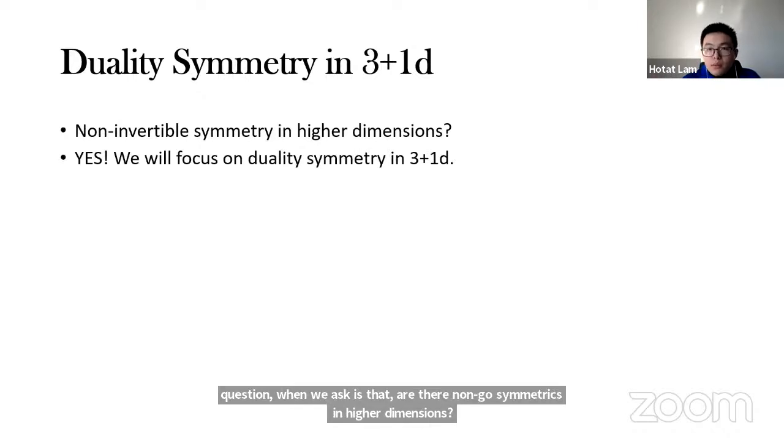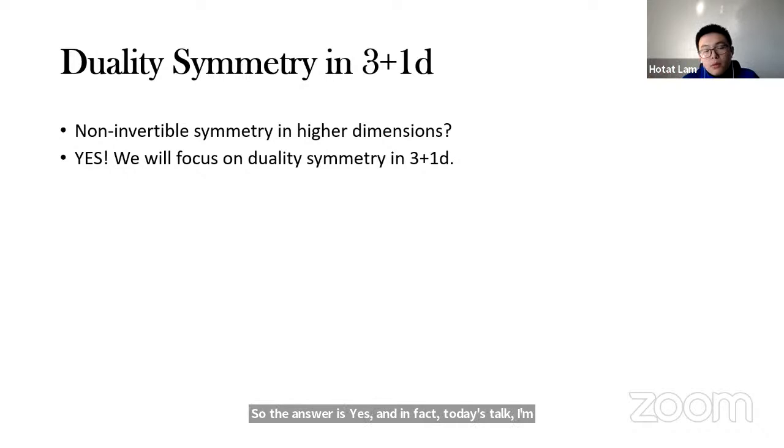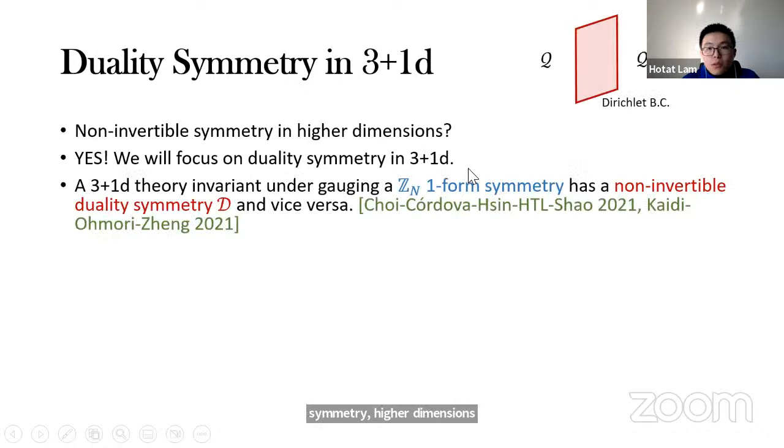In fact, in today's talk, I'm going to focus on a specific type of non-invertible symmetry in higher dimensions, and they are called duality symmetry. In particular, I will be working in 3+1 dimensions. Just like how duality symmetry works in 1+1 dimensions, in 3+1 dimensions, if we can find a theory that is invariant under gauging, then we can construct a non-invertible symmetry. In particular, we want to consider a 3+1 theory that is invariant under gauging a Z_N one-form symmetry. If such a theory exists, then we can construct a non-invertible duality symmetry by doing half gaugings as before.